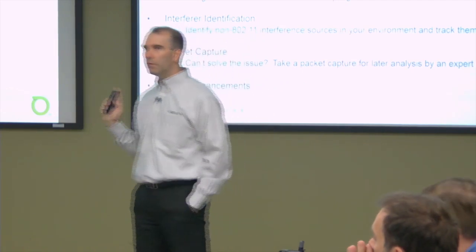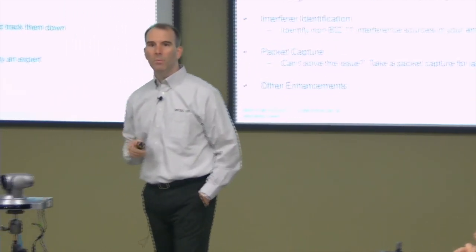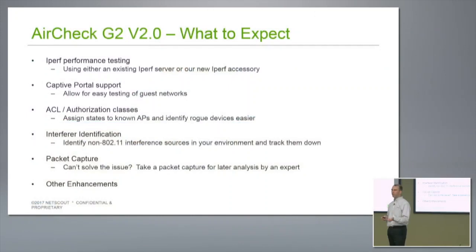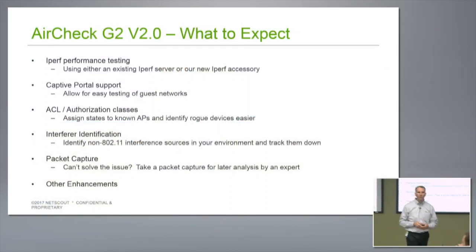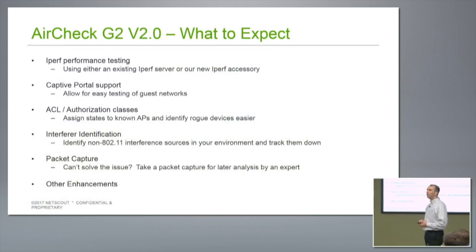ACLs, that's something that the original AirCheck had. The ability to say this is unauthorized, this is a flagged unit. That was something that the original release, the 1.x release of AirCheck G2, did not have. So that's coming across as part of the G2.